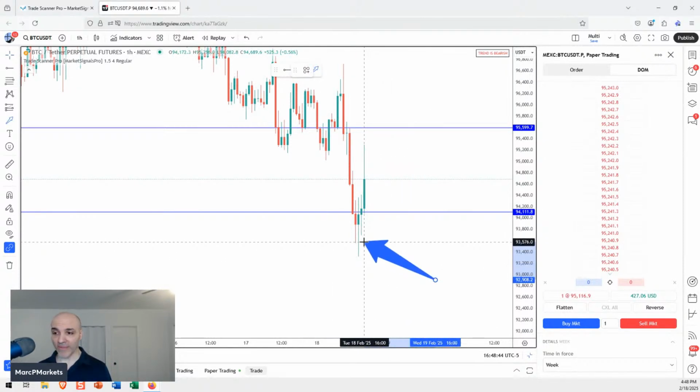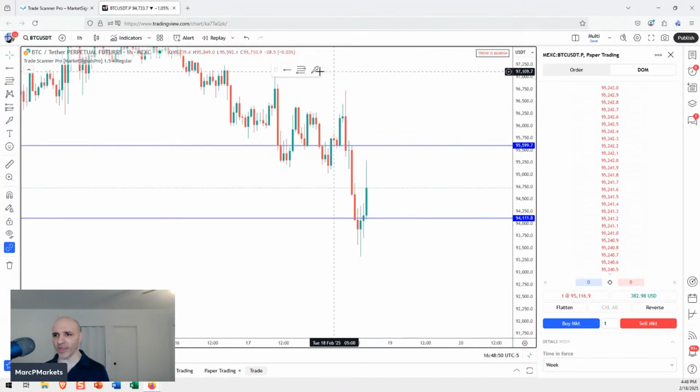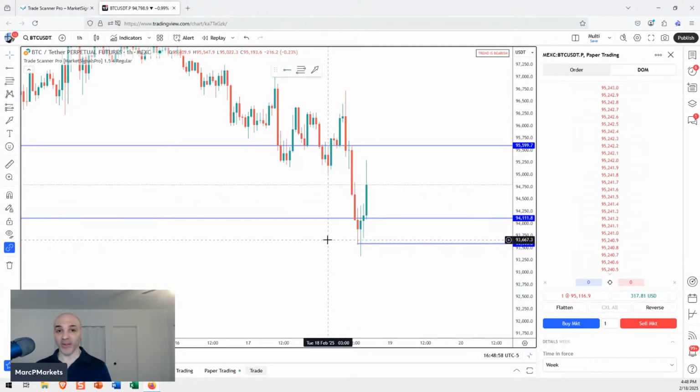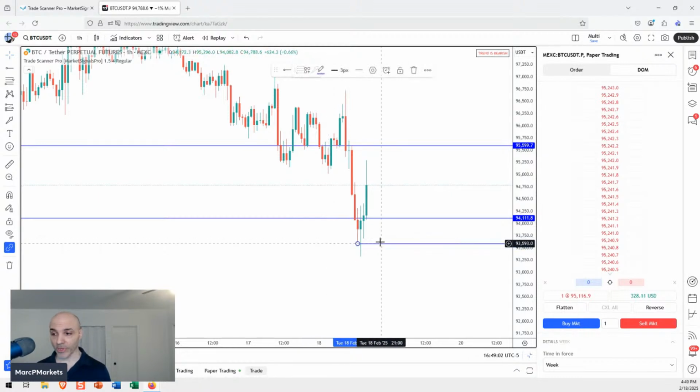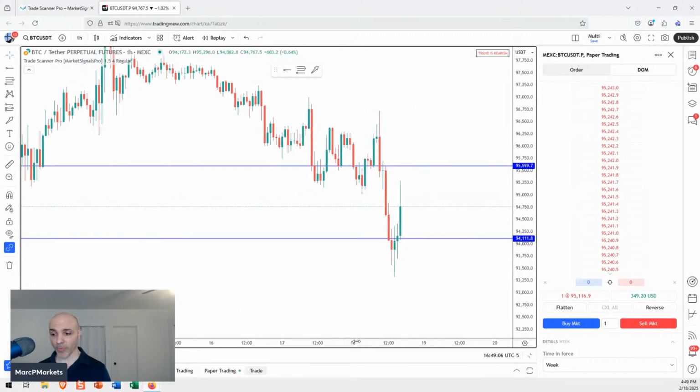All right, so we have this low over here. What is this? 94.062. Okay, so basically the 94 even area. Theoretically, if this thing is weak, it should test this low. But not right this second. It may take 30 minutes to an hour to do that. So just something to keep in mind, right? This is where we get our perspective from.